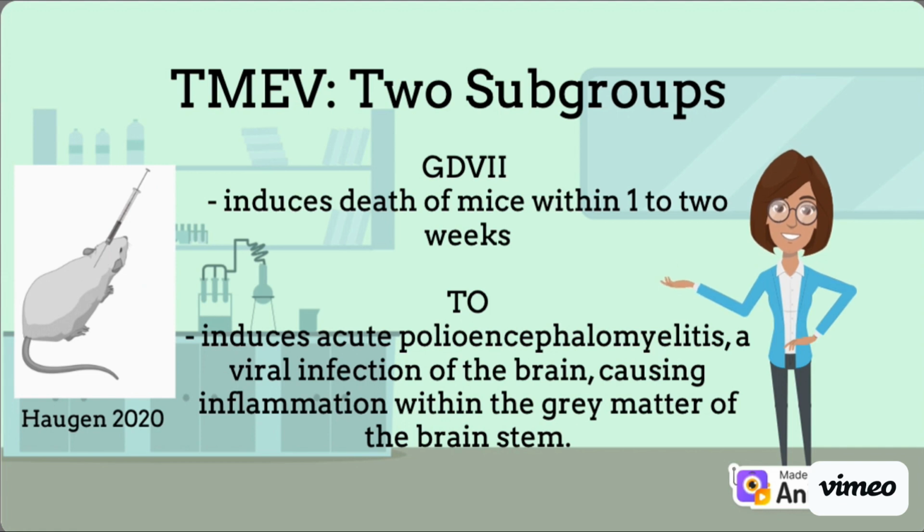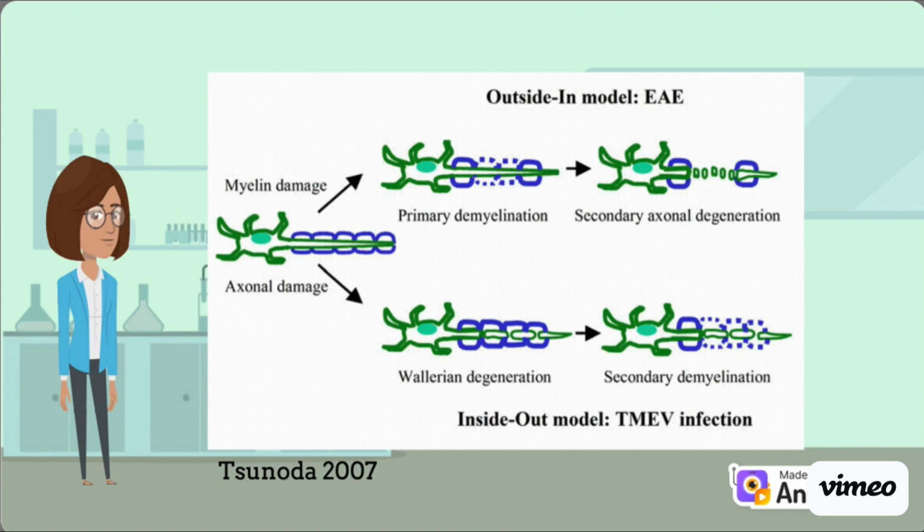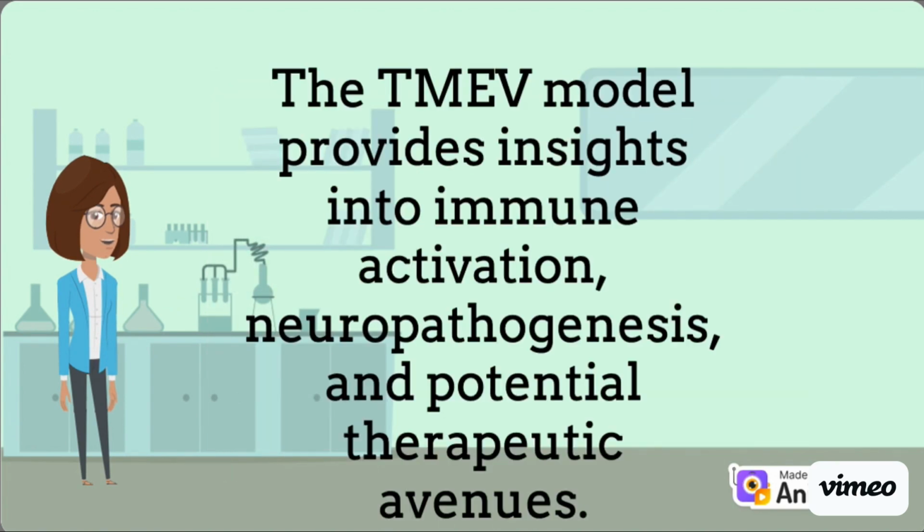acute polioencephalomyelitis. In multiple sclerosis and EAE, axonal damage is seen as a consequence of severe inflammatory demyelination following an outside-in model. However, in the TMEV infection, axonal damage precedes demyelination, forming an inside-out model. The TMEV model mirrors MS clinical manifestation, is confined to mice, and lacks direct relevance to human pathology. Nonetheless, the TMEV model provides insights into immune activation, neuropathogenesis, and potential therapeutic avenues.